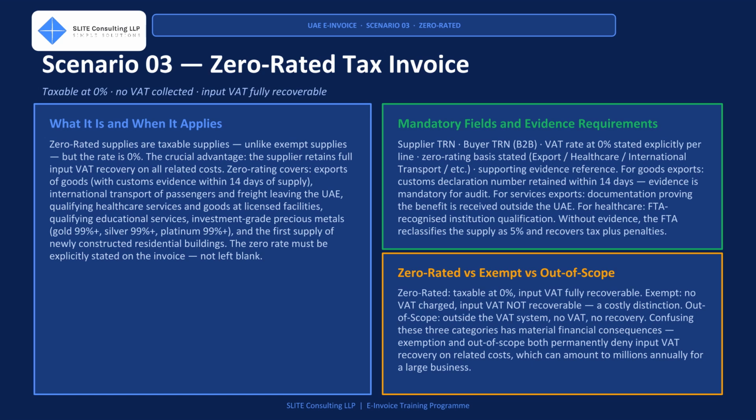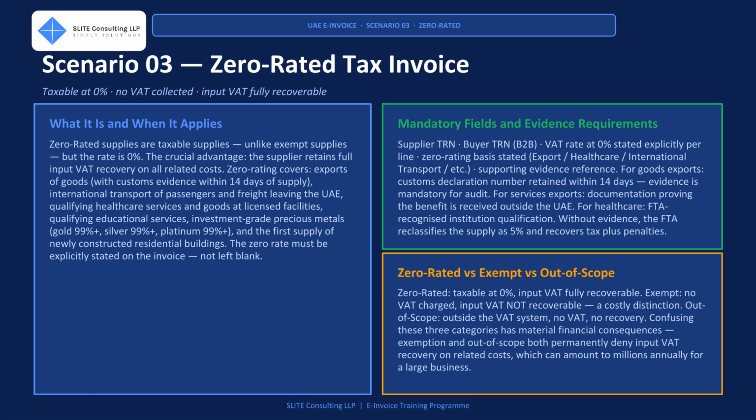The zero rate must be stated explicitly on the invoice, not left blank. Together with the basis, export, healthcare, international transport, and so on. Supporting evidence is mandatory. Without it, the FTA reclassifies the supply as 5% and recovers tax plus penalties.